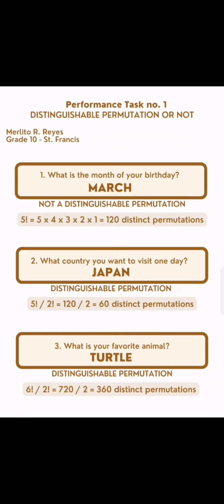Just remember how to compute for the distinguishable permutation. As you can see, that's the solution: 5 factorial over 2 factorial. 5 factorial is 120, divided by 2. So there are 60 distinct permutations from the word Japan. Then lastly, what is your favorite animal? In my case, turtle. Turtle has repeating letters, so it is an example of distinguishable permutation. I compute for the possible arrangements and I come up with 360 distinct permutations. That's all for the performance task number 1.